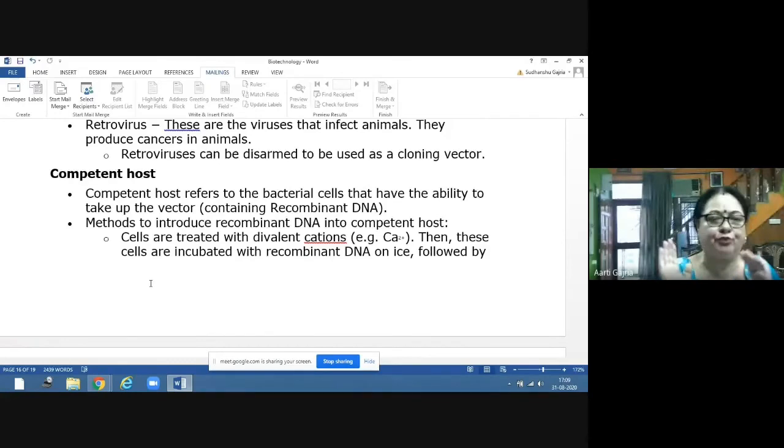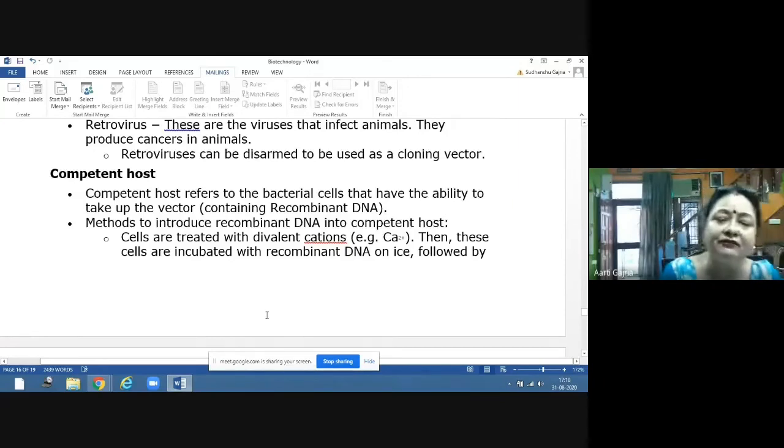Now, the plasma membrane is hydrophobic. Why is it hydrophobic? Because of the presence of lipids. In the plasma membrane, it is a lipid bilayer. You know the structure of the plasma membrane. So lipids are present, that's why it is hydrophobic. And the DNA which has to be inserted is negatively charged, that we know.